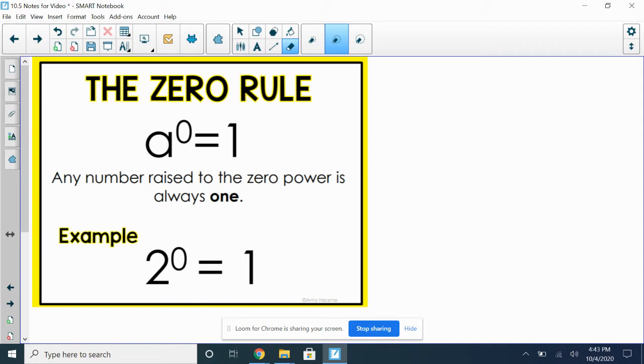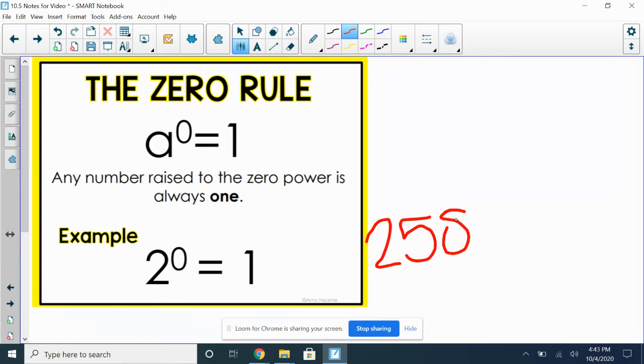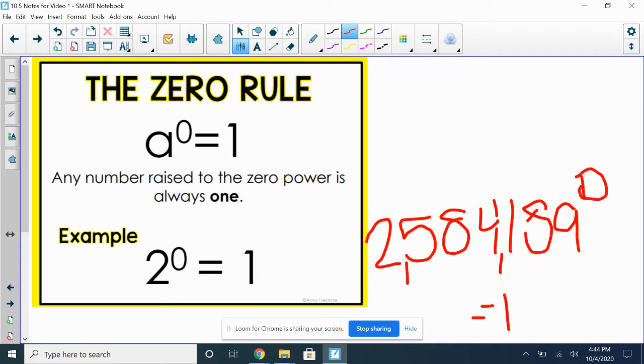So the example they give us is 2 to the 0 is 1, and I always pick the biggest number I can think of in class when I'm showing the kids. Okay, let's say you had 2,584,189. That's a really big number. The second I put it to the power of 0, it's 1. Anything to the power of 0 is 1.